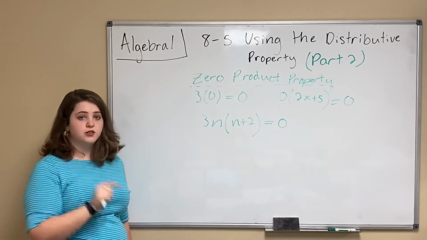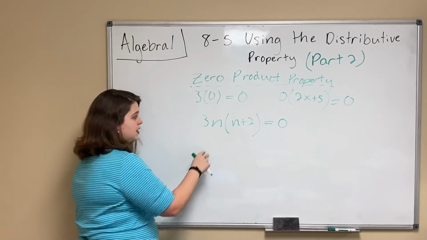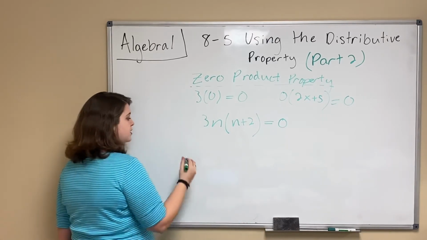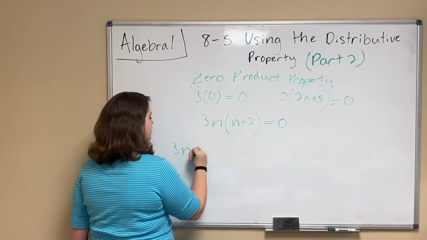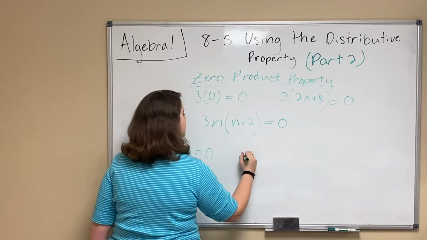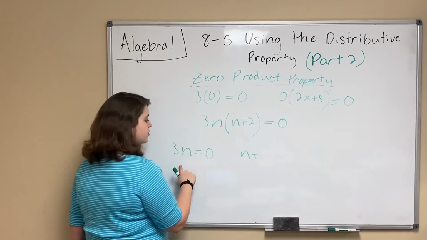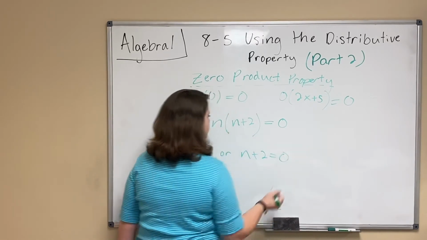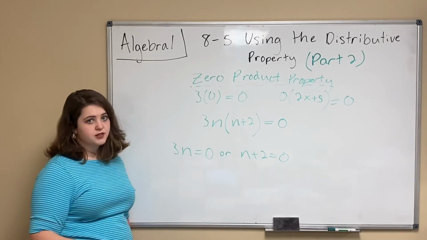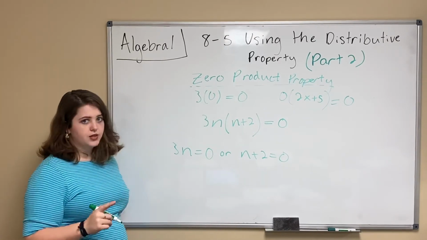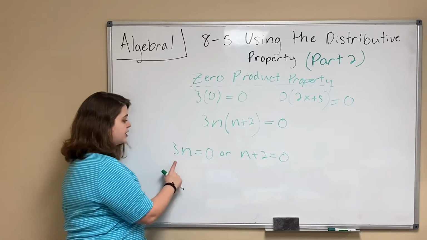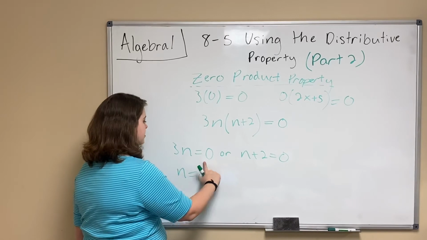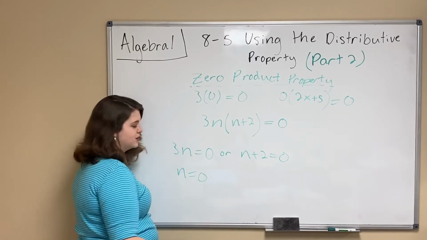So to find the solution to this equation, I'm going to set each piece equal to 0 and then solve. So I'm going to put 3n equals 0, or n plus 2 equals 0. One of them has to in order for this equation to be true. So if 3n equals 0, then n has to equal 0, right? Because we divide by 3, 0 divided by 3 is still 0.